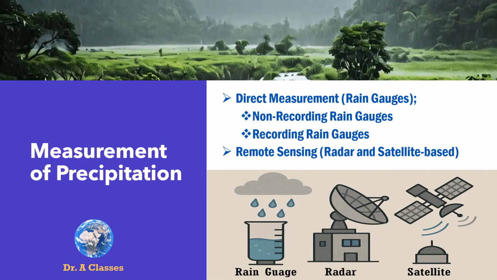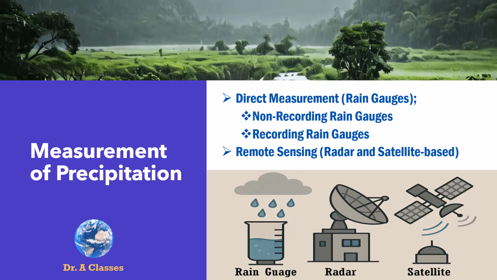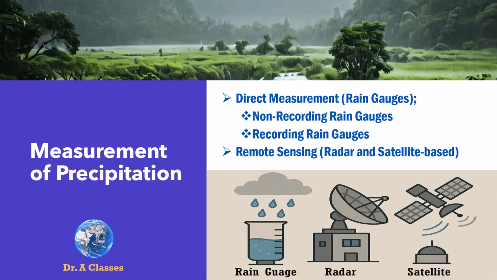Measurement of precipitation. There are various methods for measuring precipitation. Understanding these techniques is crucial for hydrological studies, water resource management, and civil engineering projects planning. The key methods are direct measurement using rain gauges. Rain gauges are the most common tool for measuring precipitation. They are of the following two types: non-recording rain gauges and recording rain gauges. Non-recording rain gauges measure precipitation over a set period but do not provide continuous data, whereas recording rain gauges offer continuous data on rainfall intensity and duration.